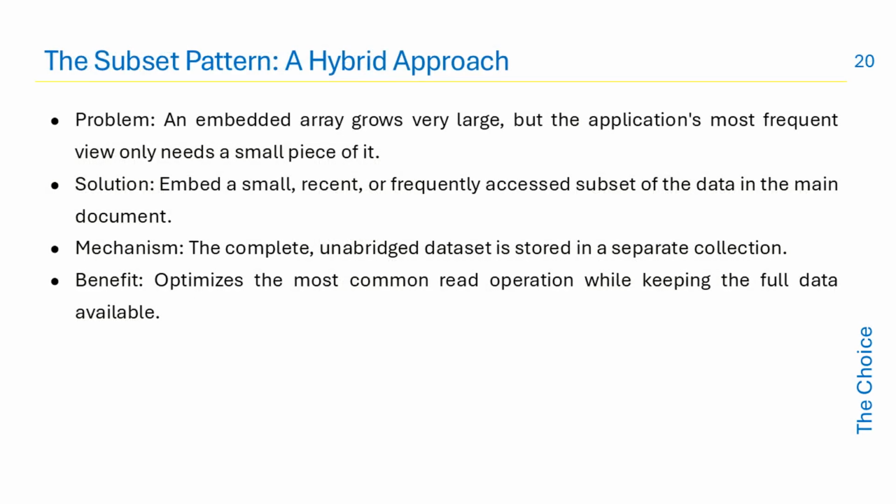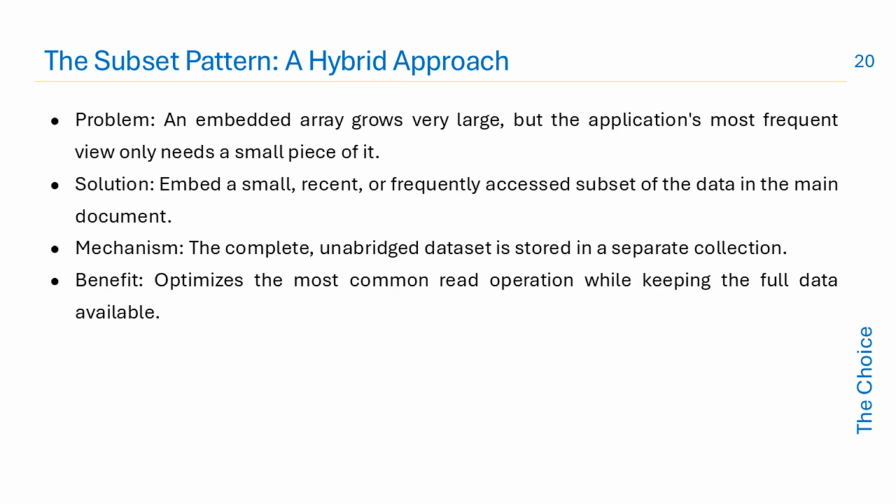Now let's look at a very clever hybrid solution called the subset pattern. This pattern directly addresses one of the major disadvantages of embedding, the problem of large documents and overfetching. Imagine our product document again. A popular product might accumulate thousands of reviews over time. However, the main product page probably only displays the 5 most recent or most helpful reviews. Loading the entire document with all 2,000 reviews just to show 5 is incredibly inefficient.